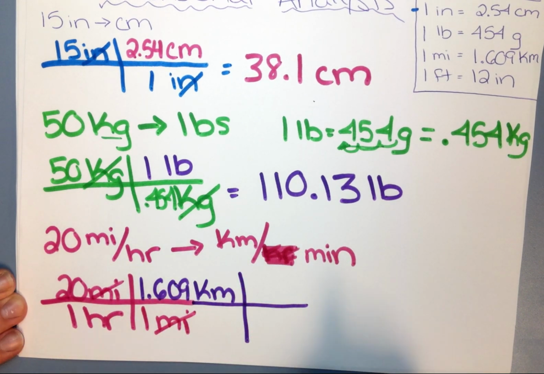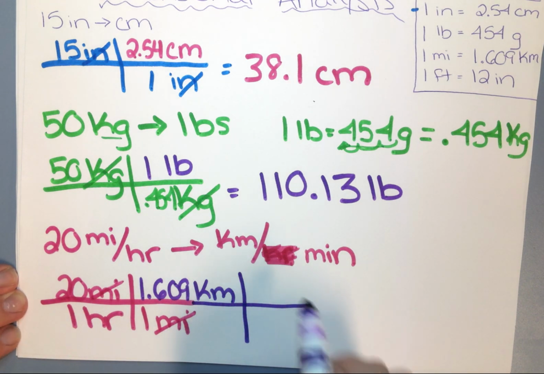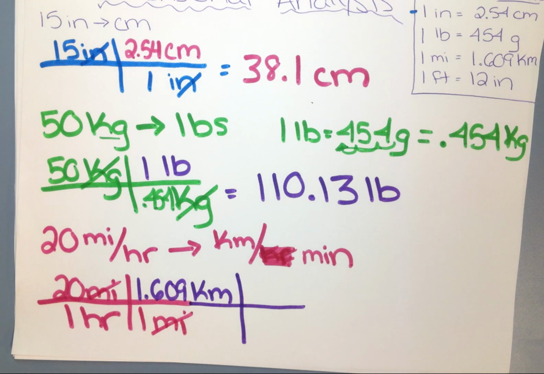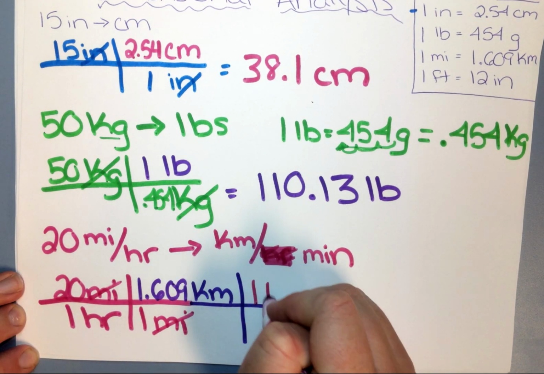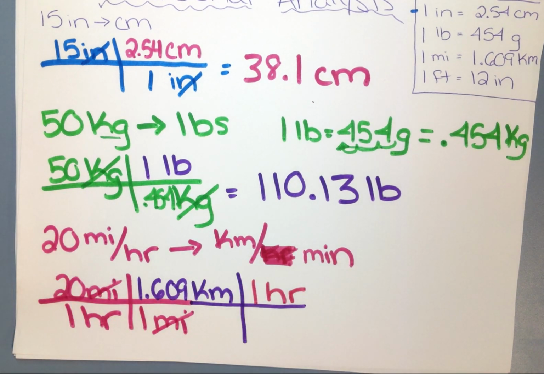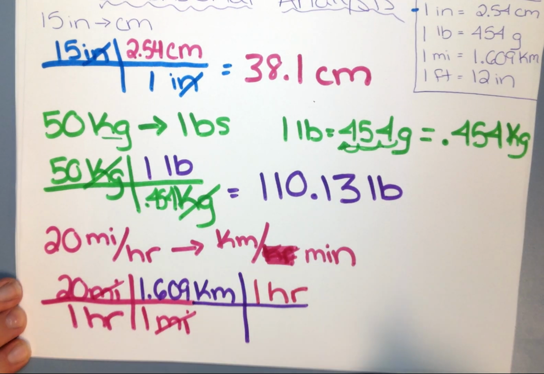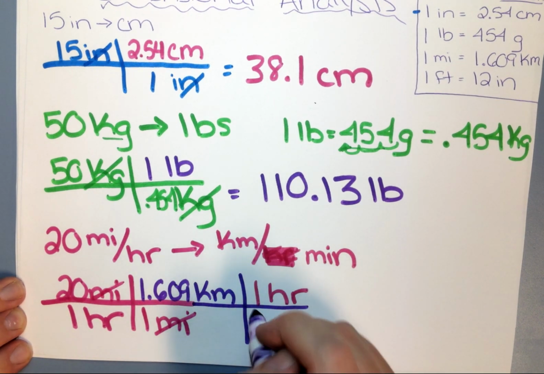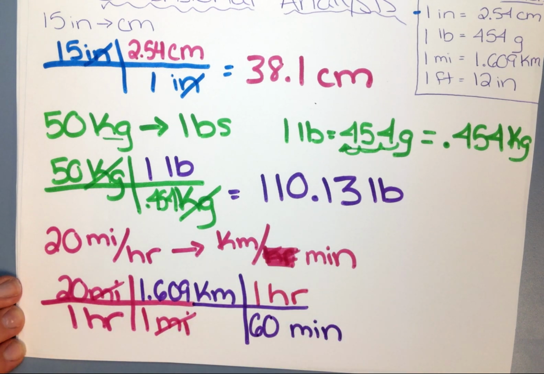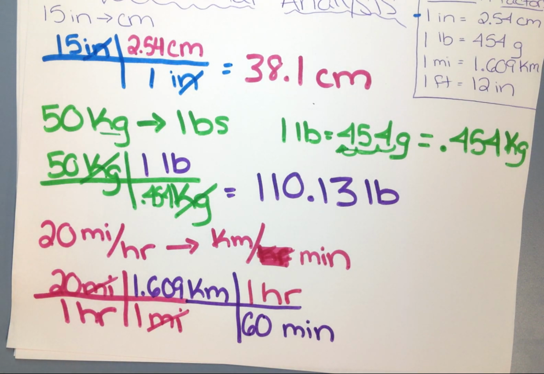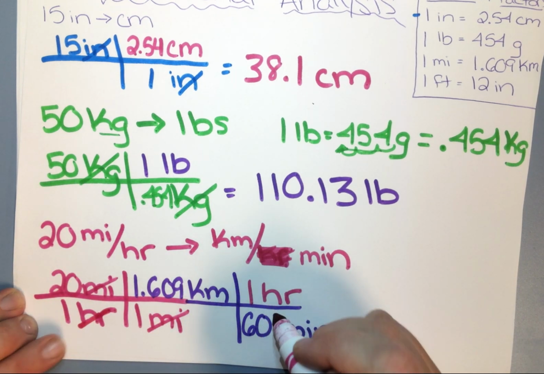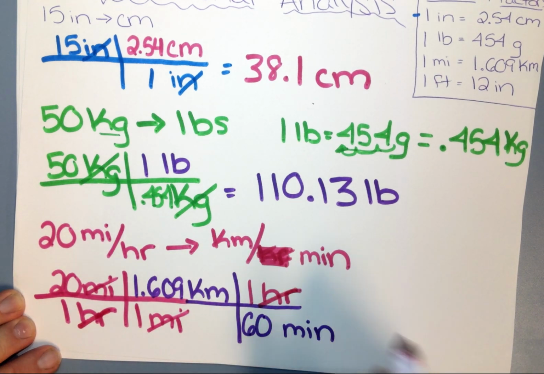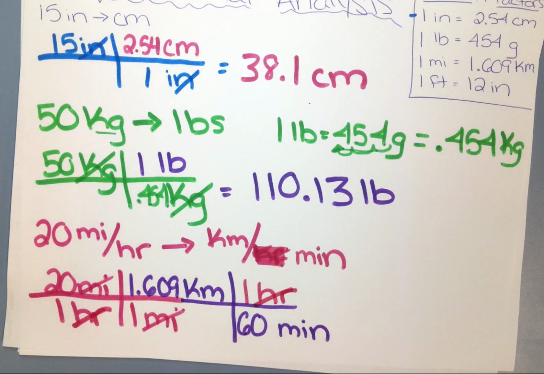So now, the fact that I have hours on the bottom means I'm going to want to put hours on the top in order to cancel it out. So up here, I'm going to write 1 hour. And the unit we're trying to go to is minute. So we're going to put minute on the bottom. Now I know that there are 60 minutes in 1 hour. So at this point, hours is on the bottom and hours is on the top, so those cancel. And I'm left with the correct units. I have kilometers over minutes.